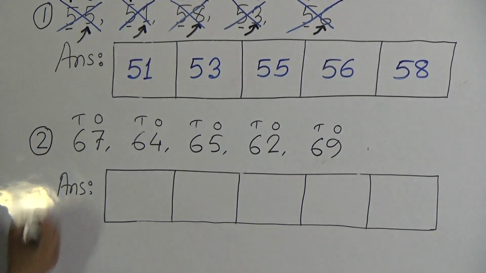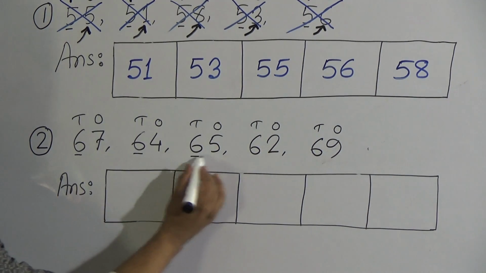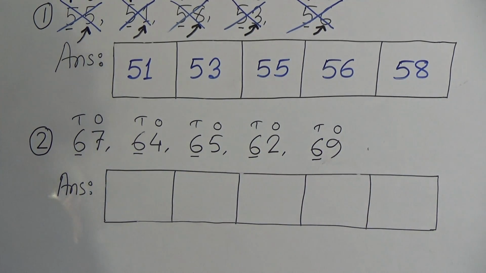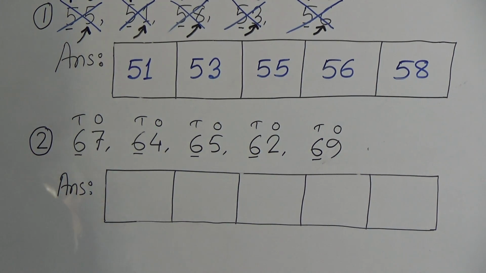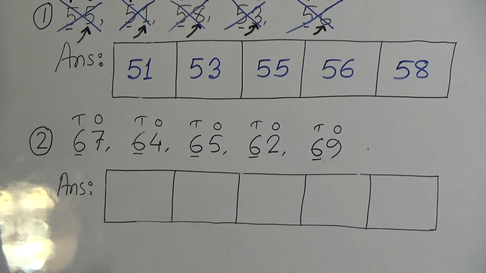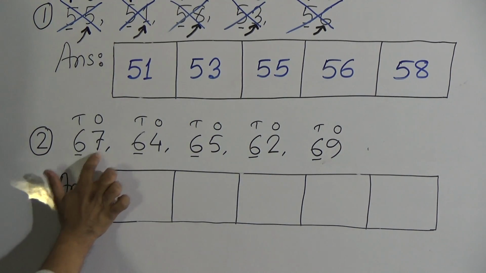Now look, all the tens place values are 6. That means all the tens place values are similar. That's why we can't determine the smallest number by only the tens place value. Okay, so we should go to the next place value. That means we should go to the immediate right, the ones place value.